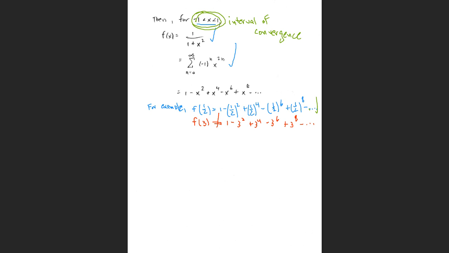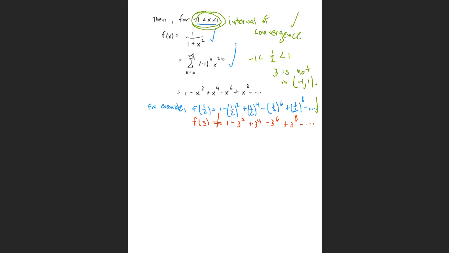And f of 3, we cannot use the power series to evaluate f of 3. Why? Based on the interval of convergence, we cannot do that. F of a half is okay. We can use the power series to compute f of a half. That's right, Mark. A half is between 1 and -1. But 3 is not in the interval -1, 1.